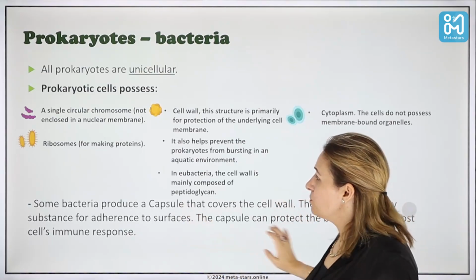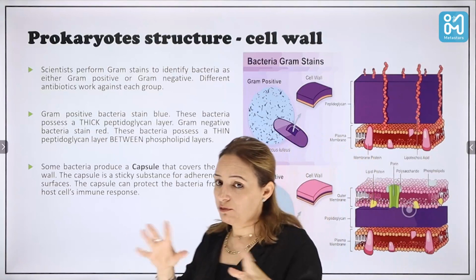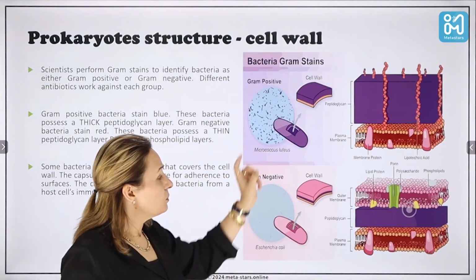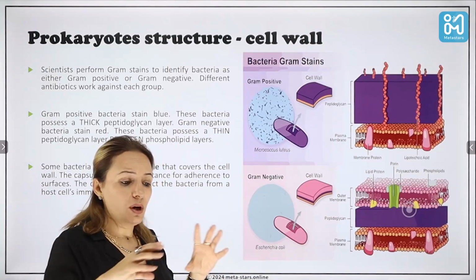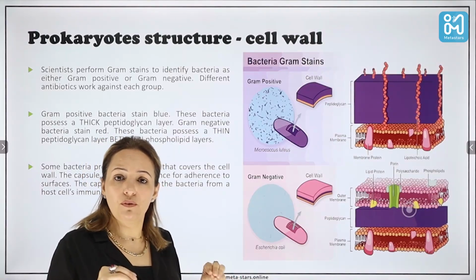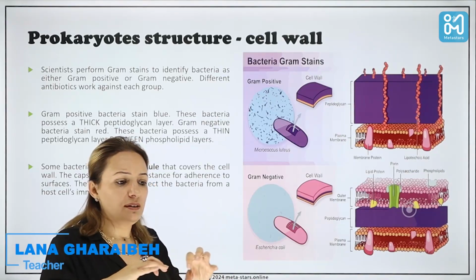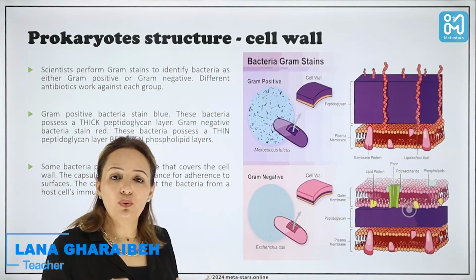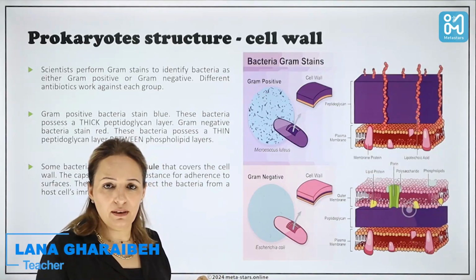Now, this is the capsule that we have already discussed, and the cytoplasm, of course, which is the fluid-like structure in which all the organelles are enclosed. Now, this is what I call the gram-positive and gram-negative bacteria. According to the structure of the cell wall of the bacteria, scientists have decided to distinguish between those types of bacteria so that they can know which type of antibiotic should be used whenever we want to kill that bacteria.